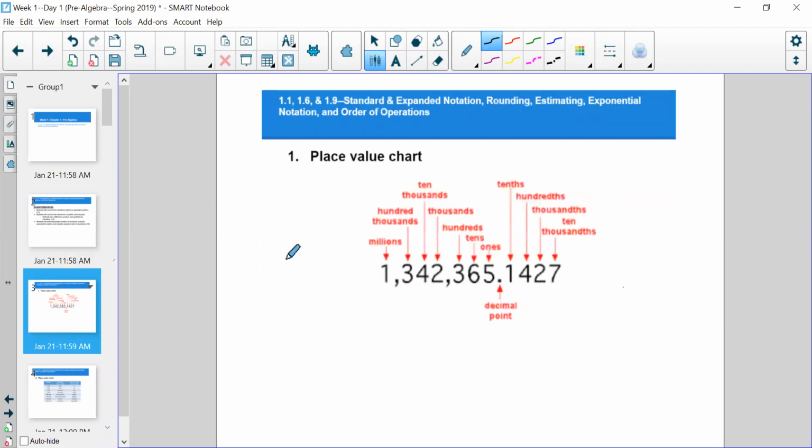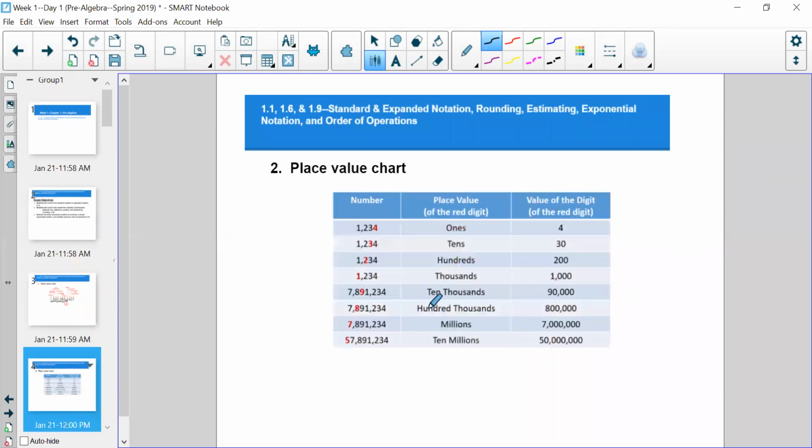So let's talk a little bit about place value. Notice where your decimal point's located. Everything in this area here is what we will be discussing for probably the first couple of exams. So where everything's going to be whole numbers till we get to our decimal notations. Here you'll see anything in red is a place value.